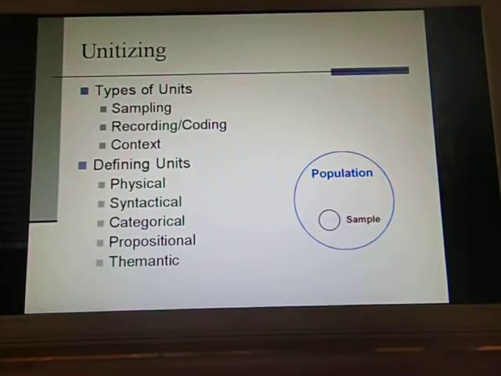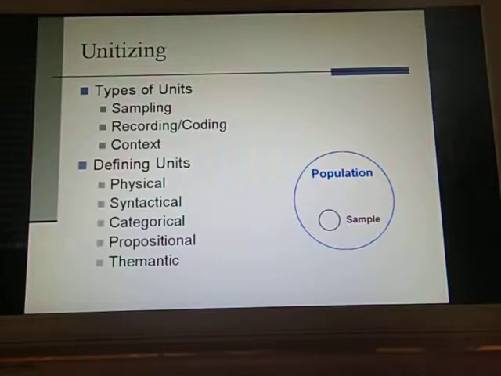Unitizing is to decide what is to be observed as well as how observations are to be recorded and thereafter considered data. So we have the 3 types of units: sampling, where we distinguish them for selective inclusion; recording and coding, these are distinguished for separate description, transcription, or recording and coding; and context, where the units of textual matter set limits on the information to be considered.